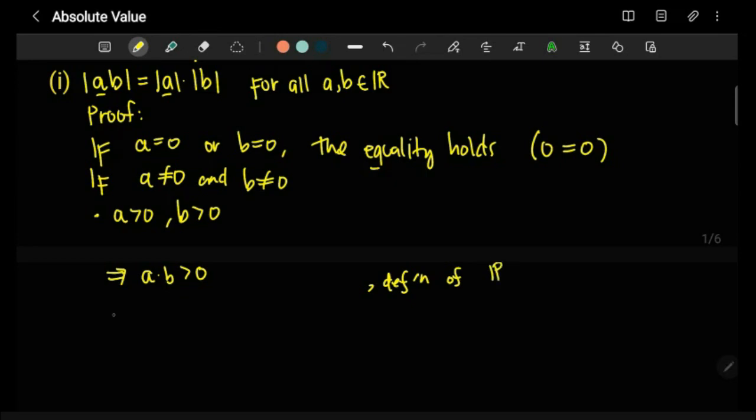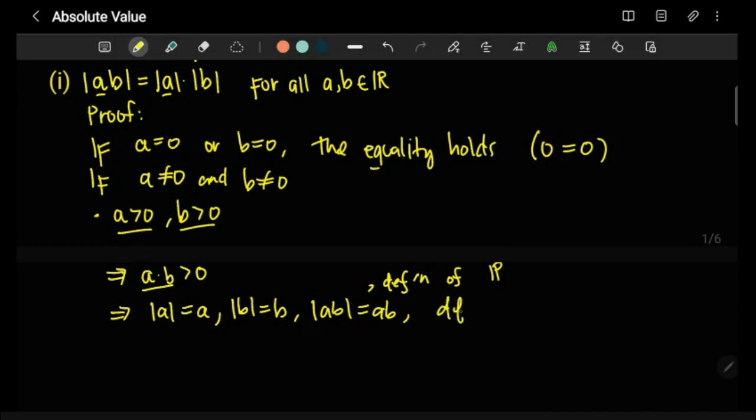Now, applying the definition of the absolute value, A is positive, so the absolute value of A is A. B is also positive, so the absolute value of B is B. AB is positive, so the absolute value of AB is AB, because all of them are positive. That's the definition of the absolute value.